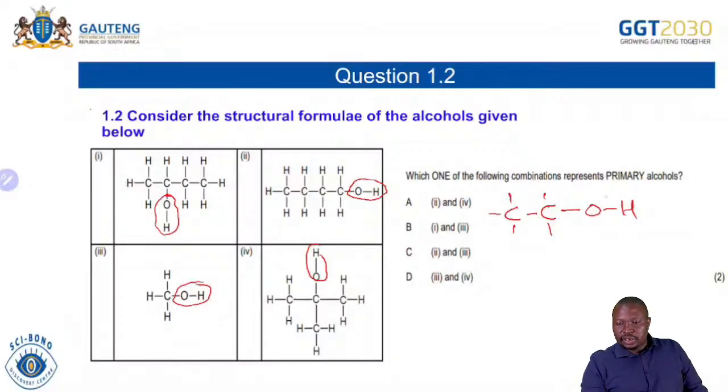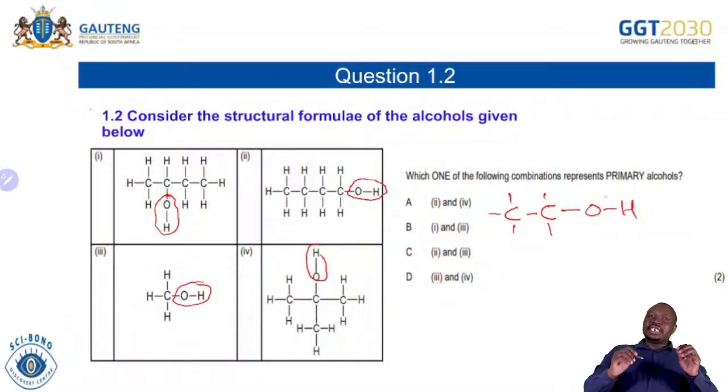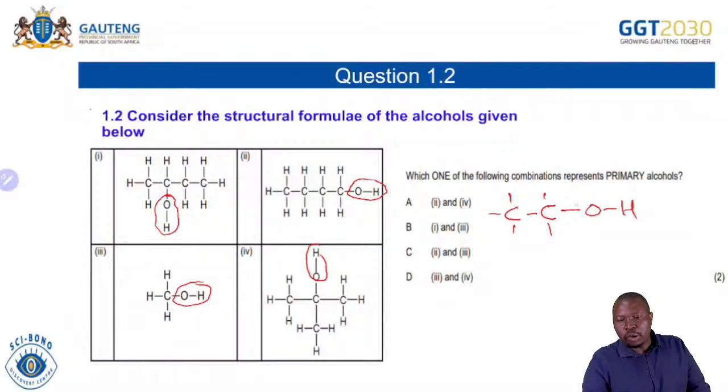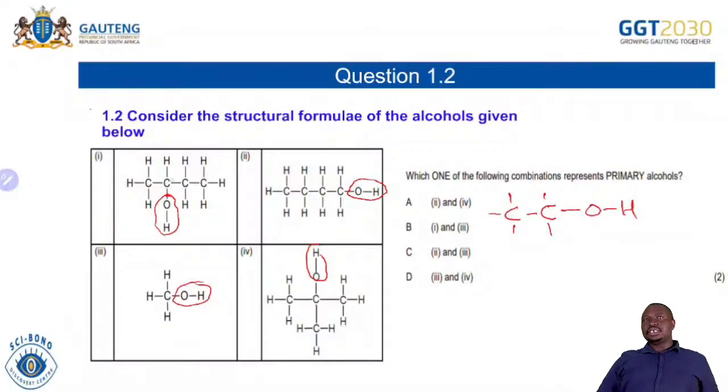Which one is that? Let's look at this carbon. This carbon is bonded to 2 other carbons, so it's not a primary, because the carbon that is bonded to the OH must be bonded to only one other carbon, not 2. When it's bonded to 2, we call it secondary. So this number, Roman figure 1, is our secondary alcohol. I hope you understand why we're saying it's secondary. We always look at the carbon that is bonded to the hydroxyl group. If it is bonded to 2 other carbons, we refer to it as a secondary alcohol.